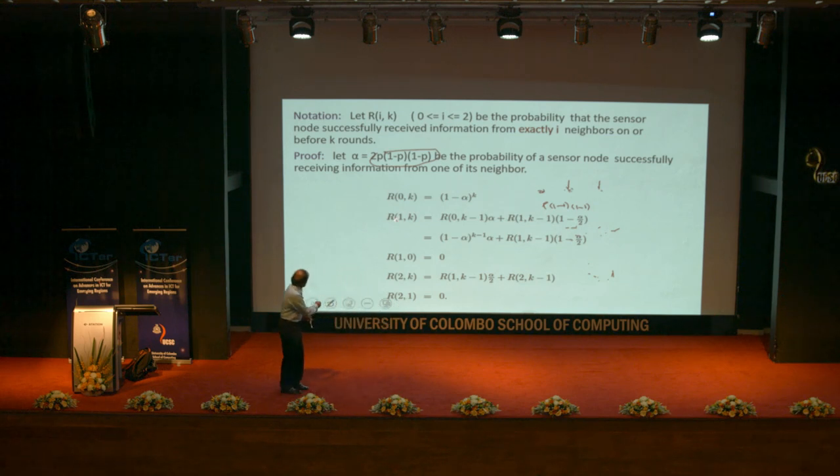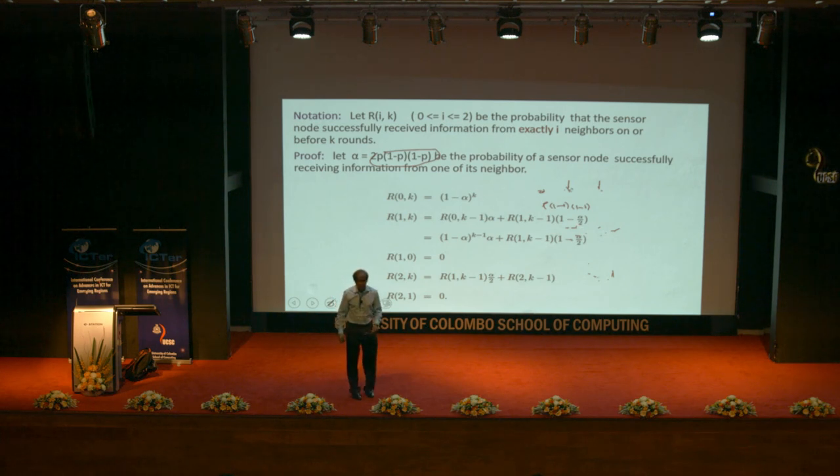And then R1K, the recurrence relation, is basically saying this is the probability of getting information from one node. So I'm sitting here, I either get from this guy or this guy. Exactly one, yes? That's what it says. So how does that work? You get 0 up to K minus 1 steps and get 1, that's what that is, yes? Or you get 1 information before K minus 1 steps and get nothing. What is nothing? Alpha over 2 is the one guy shouldn't transmit. So if you got 1 already, the next guy shouldn't transmit, that's 1 minus alpha over 2. You got that or no?